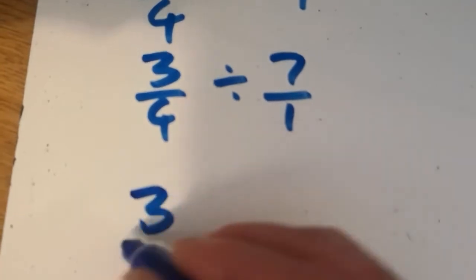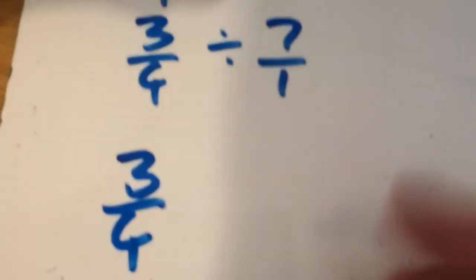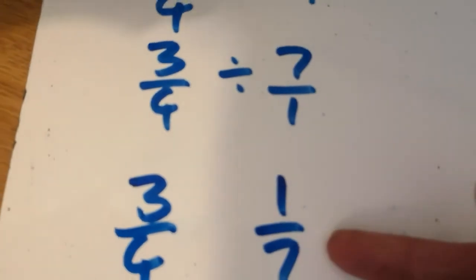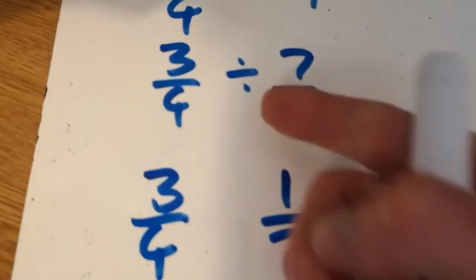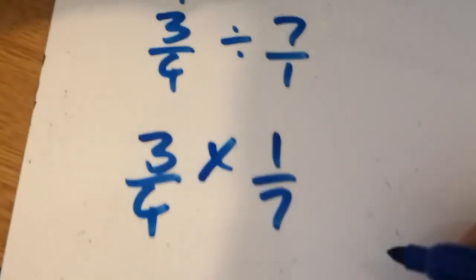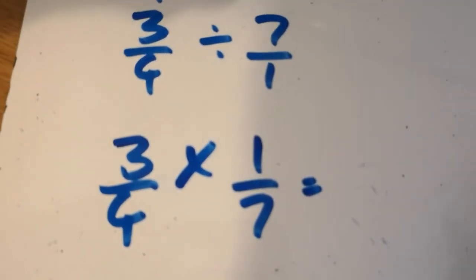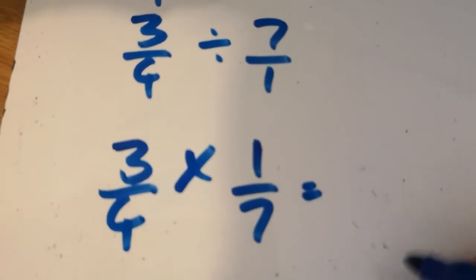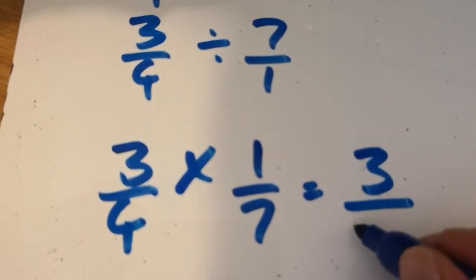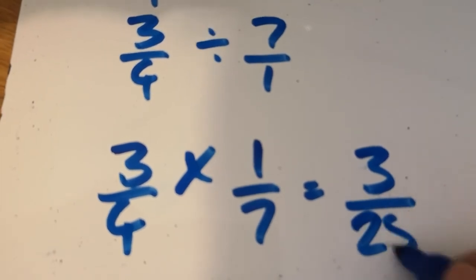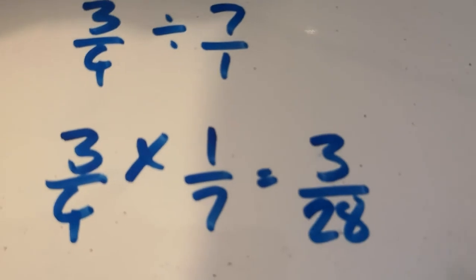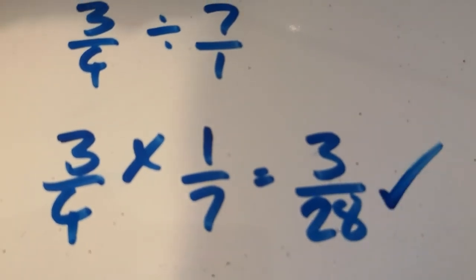So my first fraction is staying the same. I'm flipping the second fraction, so it becomes 1 over 7. I've found the reciprocal of 7 over 1. And I'm changing my sign from divide to times. And then it becomes a question like we've just been doing. So 3 times 1 is going to give me 3, and 4 times 7 is going to give me 28. Again, that doesn't cancel down anymore, so what I'm left with there is my final answer. That's how it works.